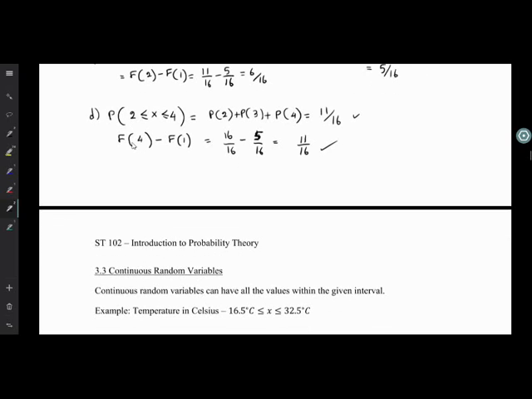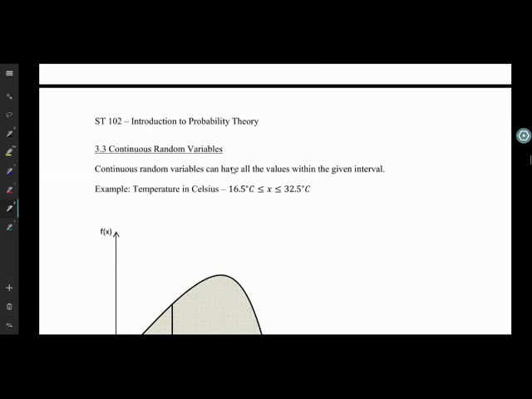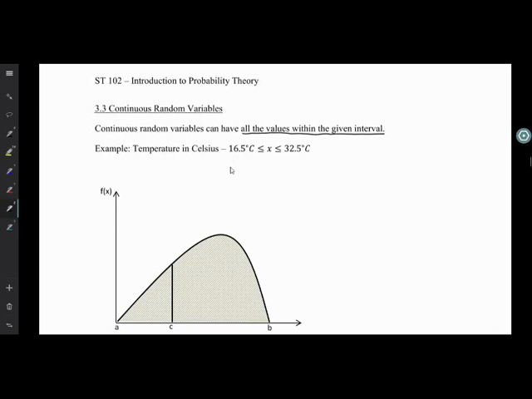Now the next section is the continuous random variables. In the third section, we look at again how to get the probability distribution and the cumulative distribution functions, how to represent them graphically, and calculate probabilities when you have continuous random variables. Now you know a continuous random variable is a variable that can contain all the values within a given interval. So fractions, decimals, everything can be included. As an example, temperature in Celsius.